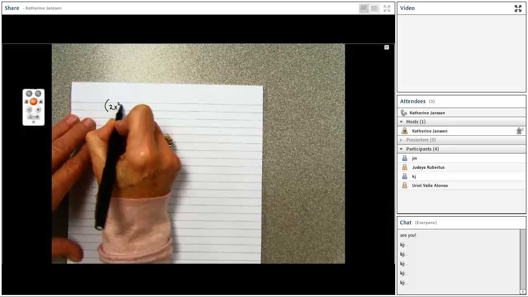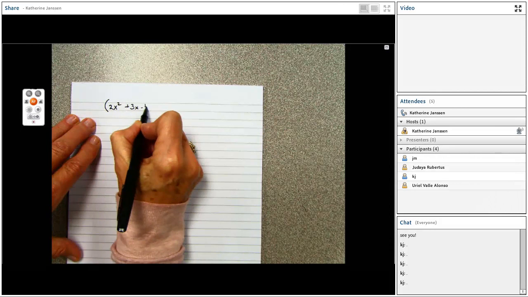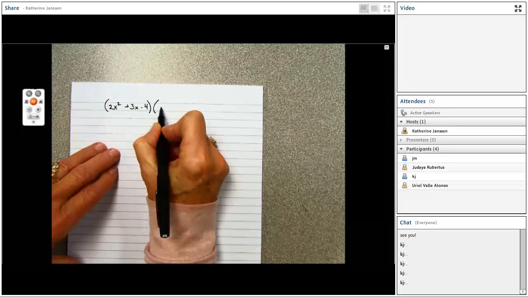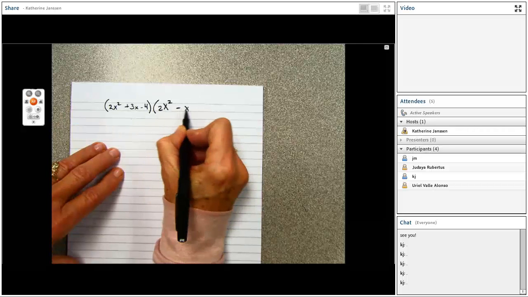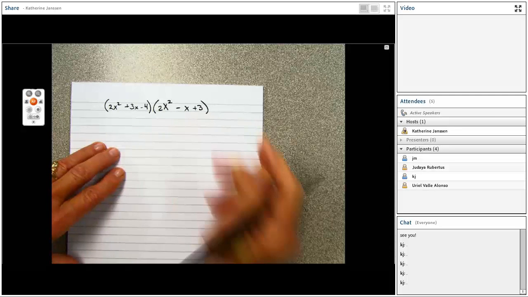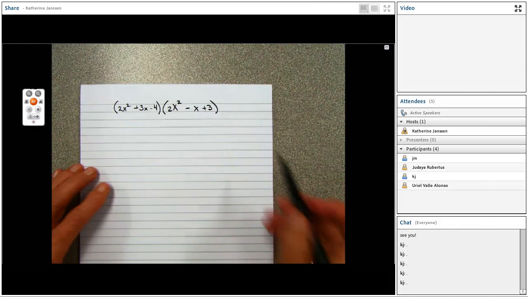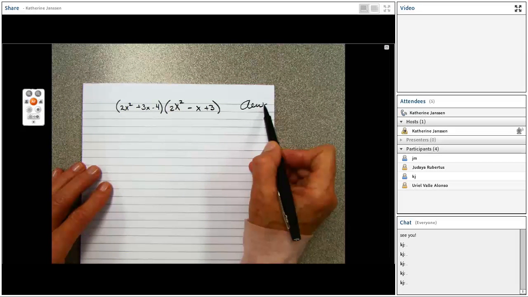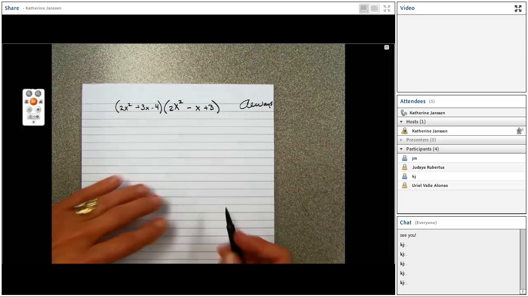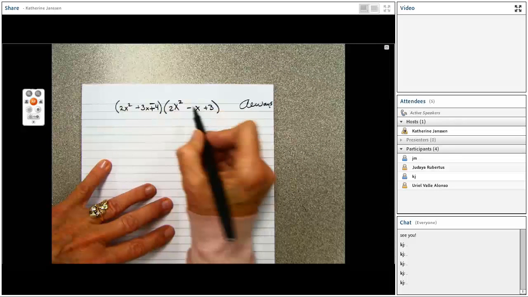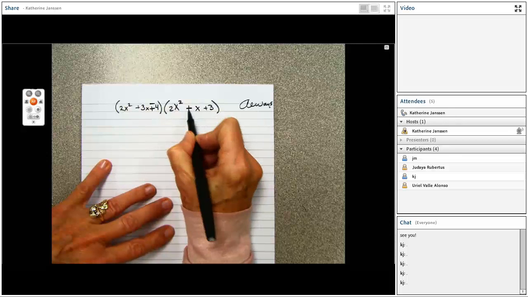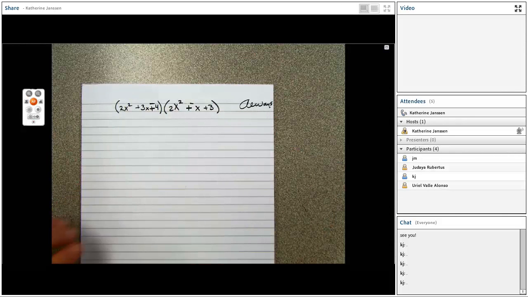Two x squared plus 3x minus 4 times the quantity 2x squared minus x plus 3. Let's arrange to take care of subtraction right away. Change subtraction to addition and add the opposite. Then I do have control of my signs.